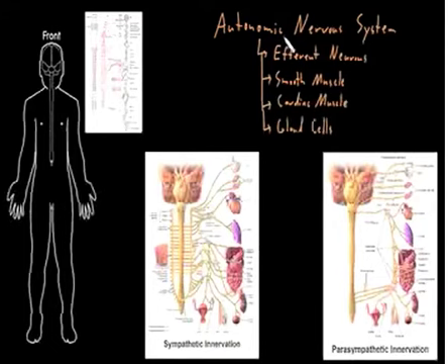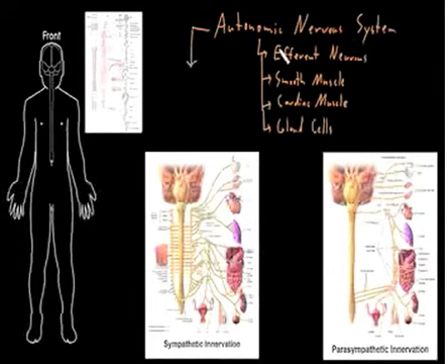It doesn't require the involvement of consciousness to control these things. So it's kind of autonomous. It does this stuff on its own without our conscious cells having to be involved for the most part. And we divide the autonomic nervous system into two big subsystems.